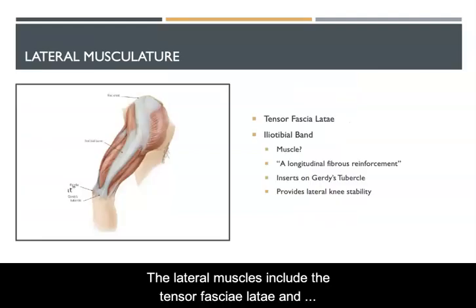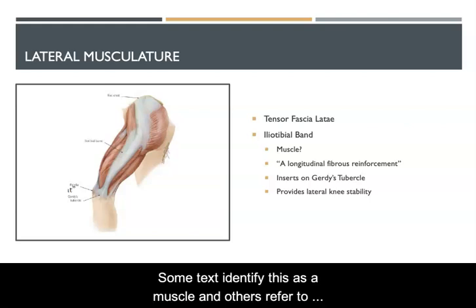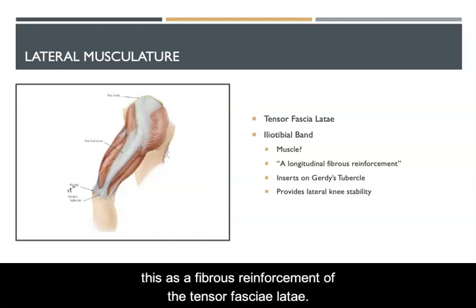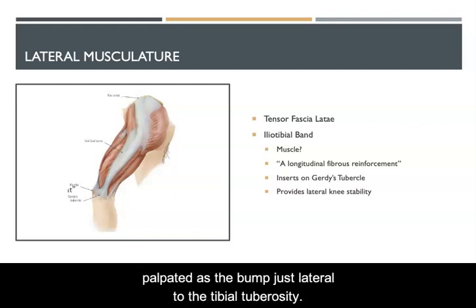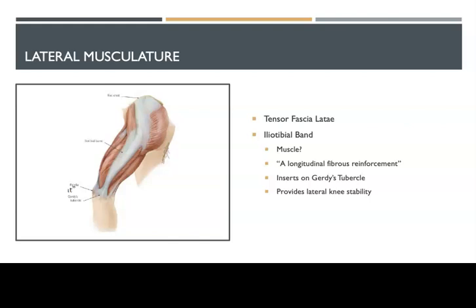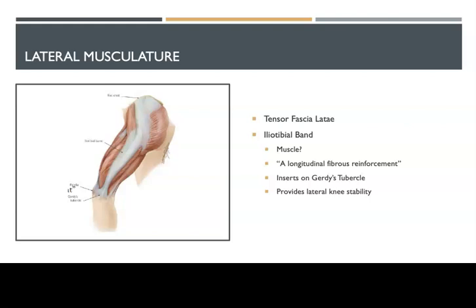The lateral muscles include the tensor fasciae latae and the IT band, or the iliotibial band. Some texts identify this as a muscle, and others refer to this as a fibrous reinforcement of the tensor fasciae latae. This inserts on Gerdy's tubercle, which can be palpated as the bump just lateral to the tibial tuberosity, halfway between the tibial tuberosity and the head of the fibula. This provides lateral knee stability.